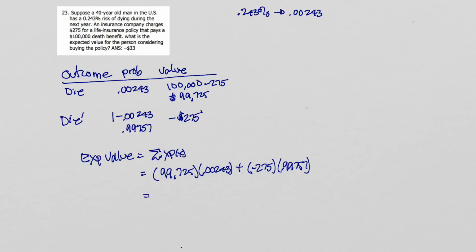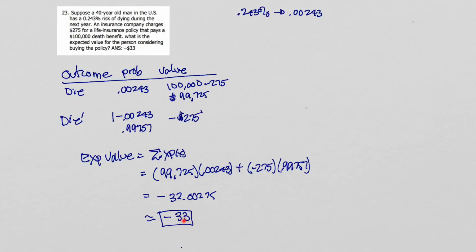And that gave me negative 32.00275. But since this is over, we're not going to lose this much. So I'm just going to say that the expected value is about negative $33. Now, look at the question here. What is the expected value for the person?